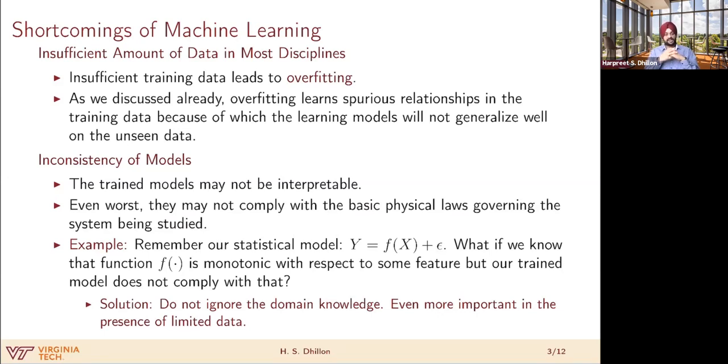Think about communication and information theory. There is vast domain knowledge in these areas. And it becomes even more important in the presence of limited data, as we will see in the case study of Grassmann clustering, which we'll do in lecture 6 today.